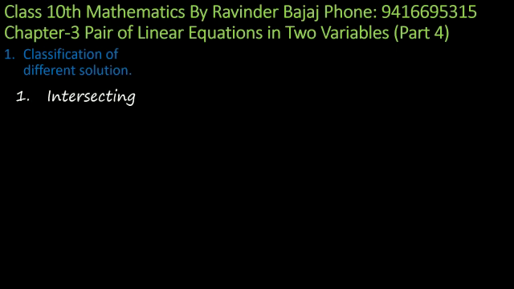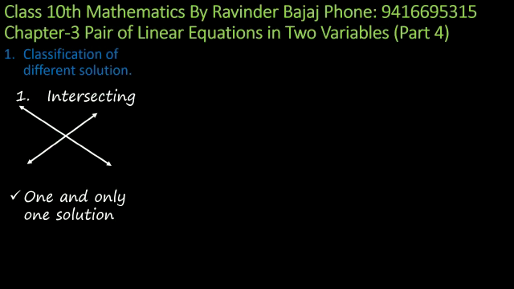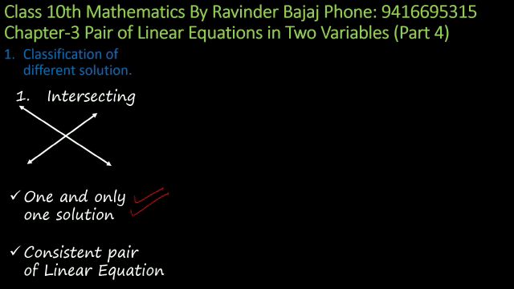Now, intersecting lines, you know that these are two intersecting lines. If a pair of linear equations is giving intersecting lines, then there is only one solution. It means there is only one point of intersection, point of contact. And this set is called a consistent pair of linear equations. Consistent means it has a solution. There is one solution it has.